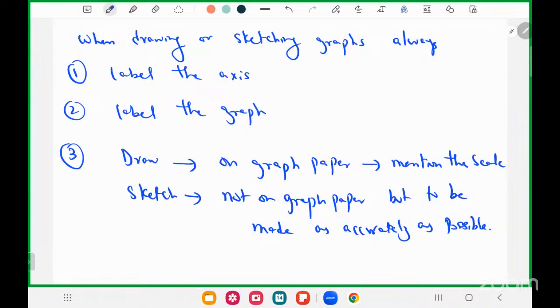So I hope you all understood the different shapes relating to different equations.